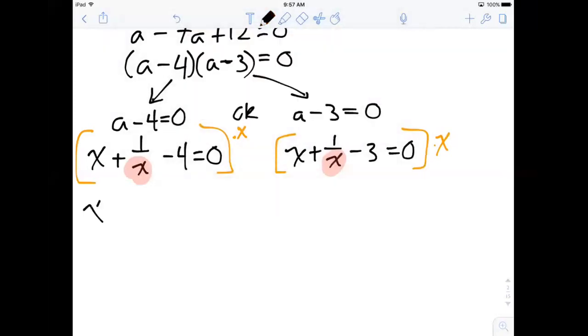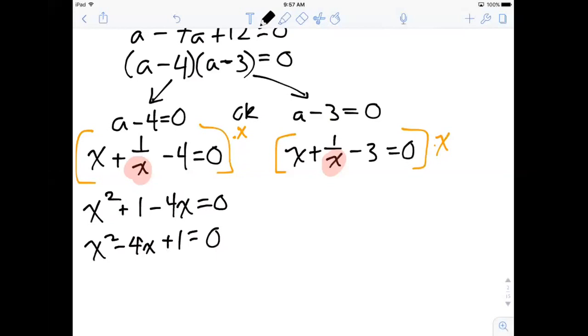But when I do that, I get x squared plus 1 minus 4x equaling 0. Or if I rearrange that a little bit, x squared minus 4x plus 1 in the regular standard form of a quadratic. I get a very similar thing happening in the other branch. And I'll even just jump ahead to the slightly rearranged version. I would get x squared, and then I'll put the minus 3x next, and then I have a plus 1 at the end.